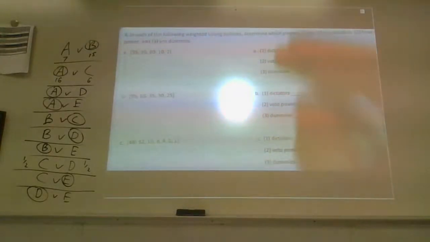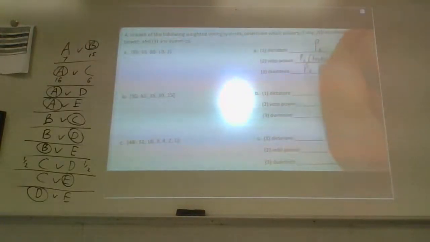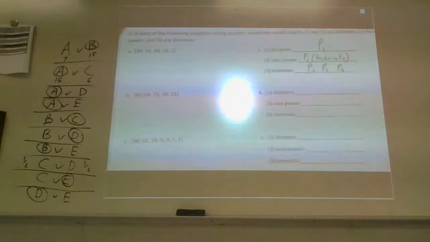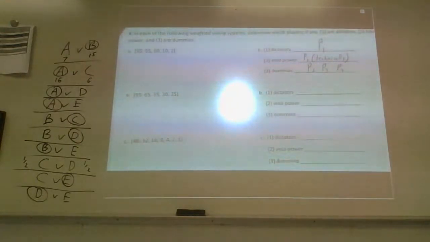And who are the dummies here? Well, clearly players 2, 3, and 4 are dummies. You are a dummy if your vote never matters. You are a dummy voter if your vote never matters. Has no consequence whatsoever passing or failing a resolution. Then I go to part B.